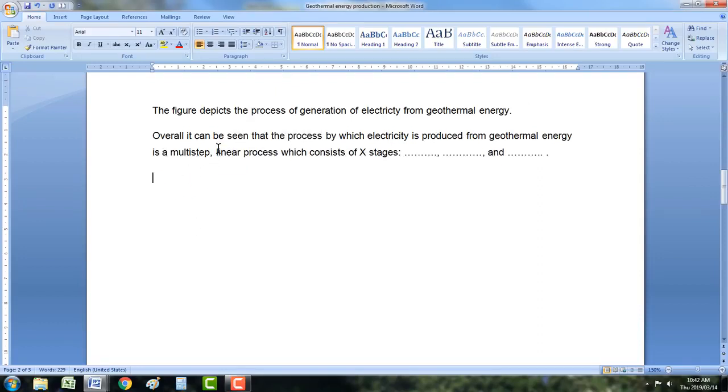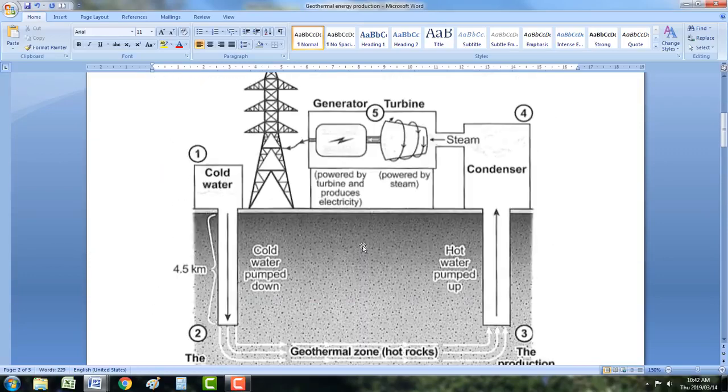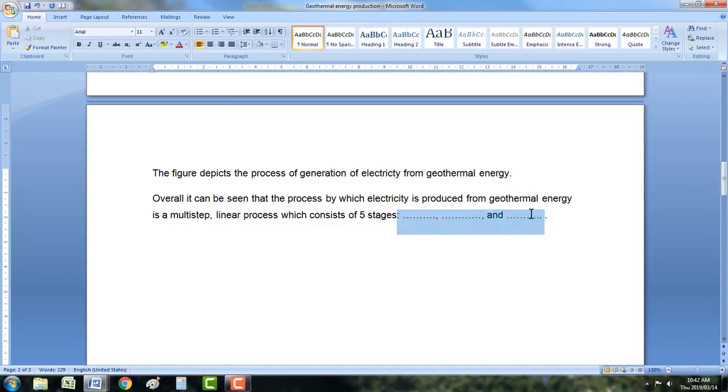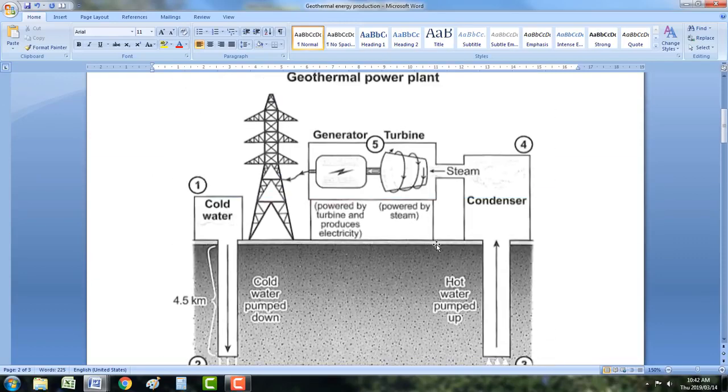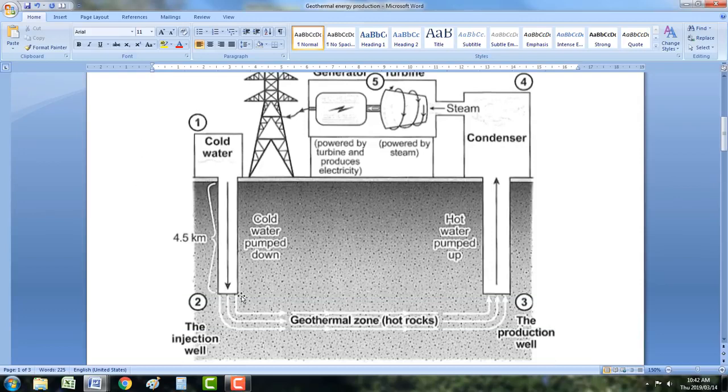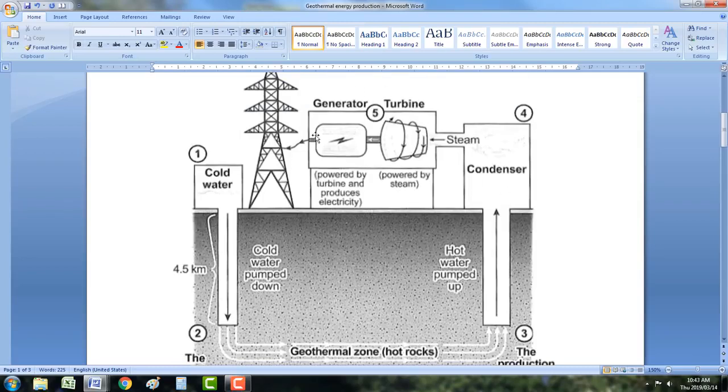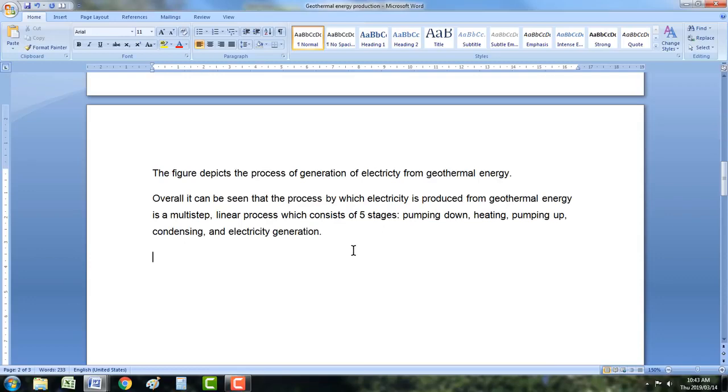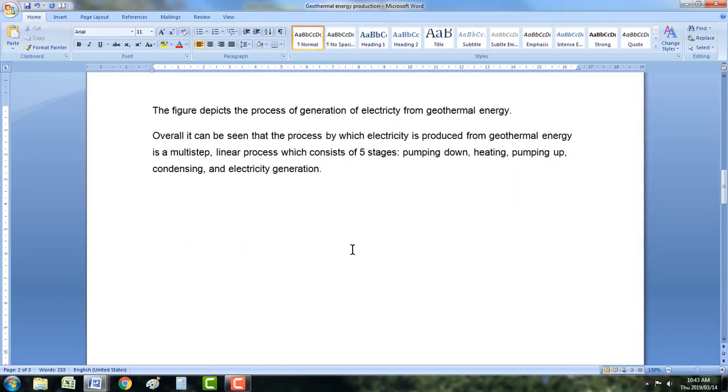Right. It's a multi-step linear process which consists of, and we've got 5 stages. And now this is quite difficult. You've got to name the stages. If you don't do anything there, it's okay, but you really want to try and name the stages. Doesn't have to be fancy. I would say stage 1, pumping down. Stage 2, geothermal zone, or this is where the water gets heated up, so I would say stage 2, heating, pumping up, condenser, electricity production. And there you go, there's your very nice overview.